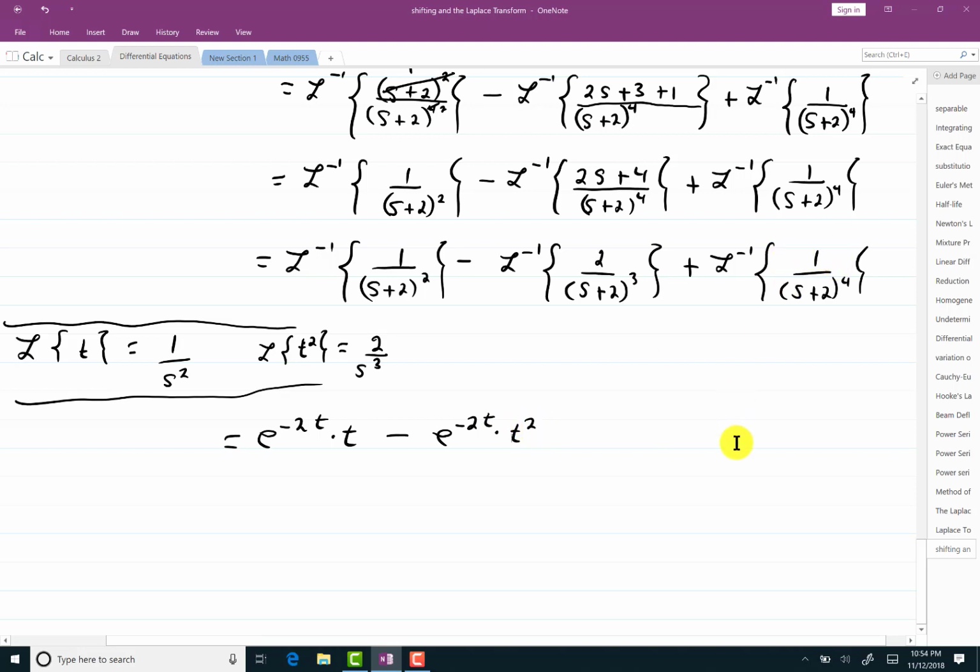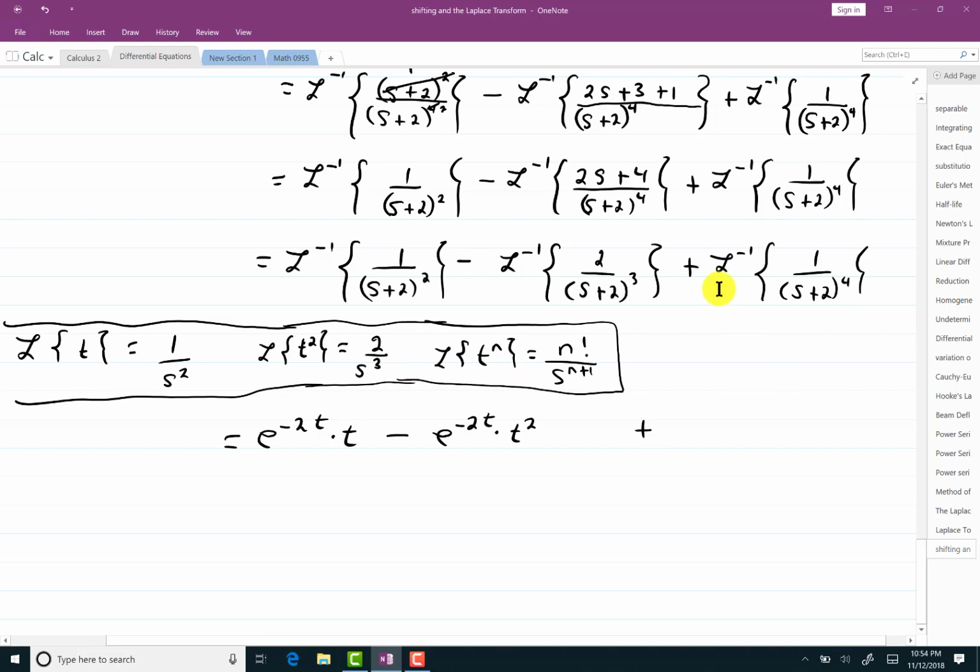And for the last one, the general formula was the Laplace transform of t to the n was equal to n factorial all over s to the n plus 1. So for my last piece here, if n plus 1 is 4, then n must be 3. I would like to have a 3 factorial right here. That means I have to multiply the outside by 1 over 3 factorial. And then I'm going to get t cubed, but I'll have to have an e to the negative 2t attached to it.